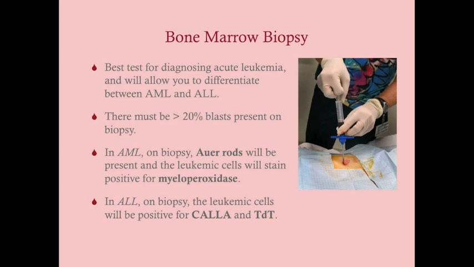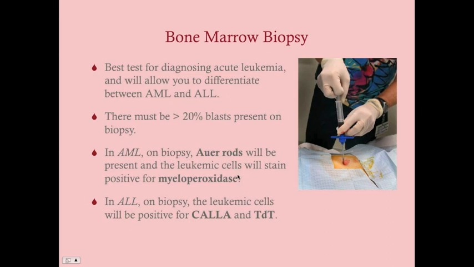In AML, on biopsy, Auer rods are going to be present. You don't need to know what they look like. Unlike on Step 1, you probably remember, but you don't need to know what they look like. Just know that Auer rods equal AML. And the leukemic cells are going to stain positive for myeloperoxidase. How do you remember this? Acute myelogenous leukemia, myeloperoxidase. So they'll stain positive for myeloperoxidase and they'll have Auer rods. You should remember that. Even though this isn't a pathology test, you won't see a slide of this, you've got to remember that those are present.